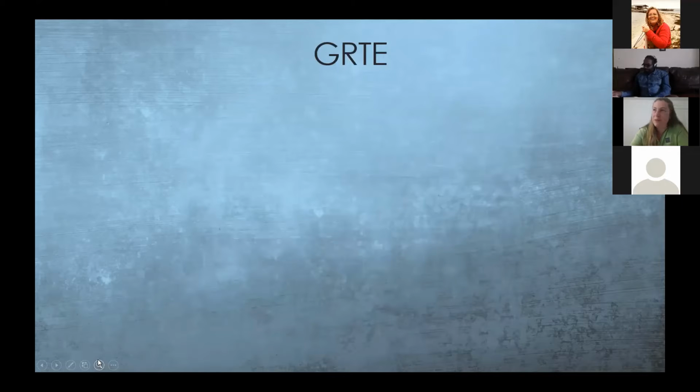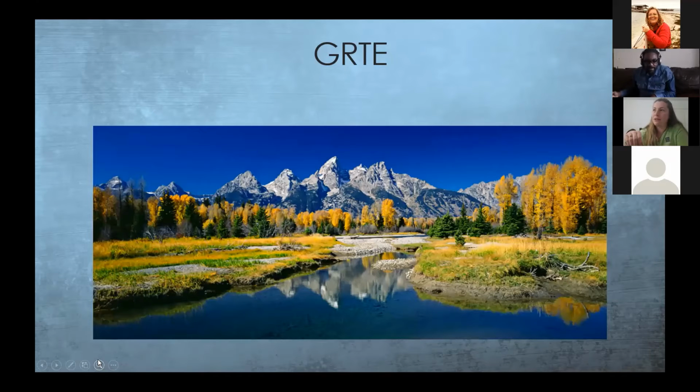These are gorgeous as well. Big old mountain range. Yep, good job, Rebecca. Sarah and Larry Jo have it as well. So this one is the Grand Teton National Park.